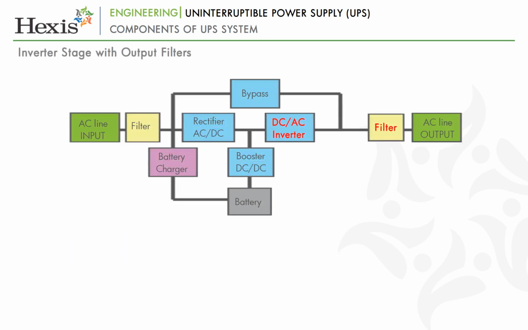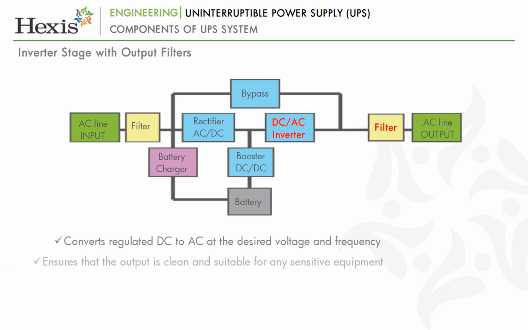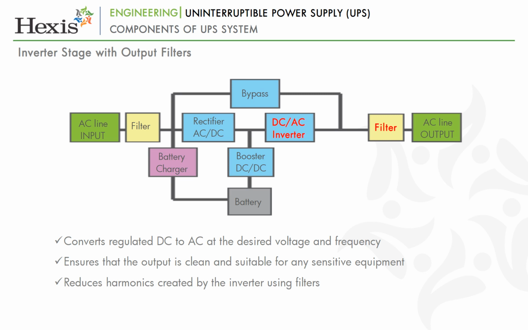Similar to rectifier stage and input filters, inverter stage with output filters are also part of the UPS systems. The regulated rectifier output is usually fed to the inverter circuit, wherein the regulated DC is converted into AC at the desired voltage and frequency. This is a totally clean, regulated voltage and frequency output suitable for any sensitive equipment. Filters are used on the output stage of the UPS to reduce harmonics created by the inverter. They also smooth out the sinusoidal waveform.